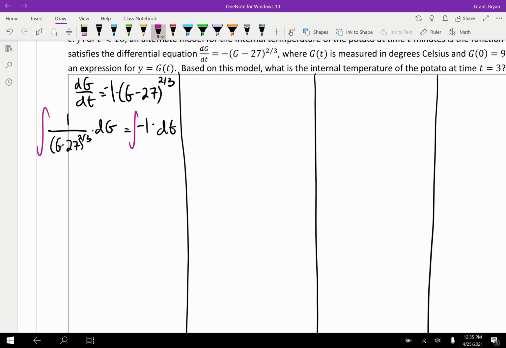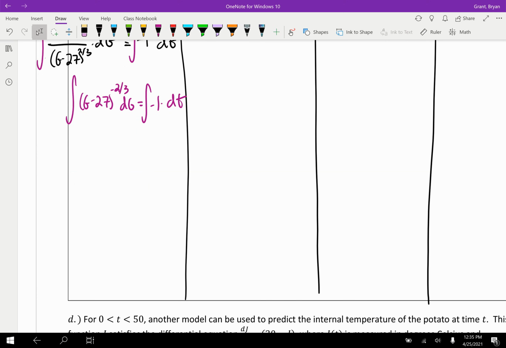We're not doing the antiderivative yet, though, because I need to move this up to the numerator. Right? This isn't g to the first power, it's g to the 2/3. So we have the integral g minus 27 to the negative 2/3 dg equals the integral of -1 dt. Antiderivative time. Add 1 to the power. So g minus 27 stays the same. Adding a whole, 3/3 to -2/3 gets me +1/3. What goes in front to cancel out the 1/3? I think a 3.